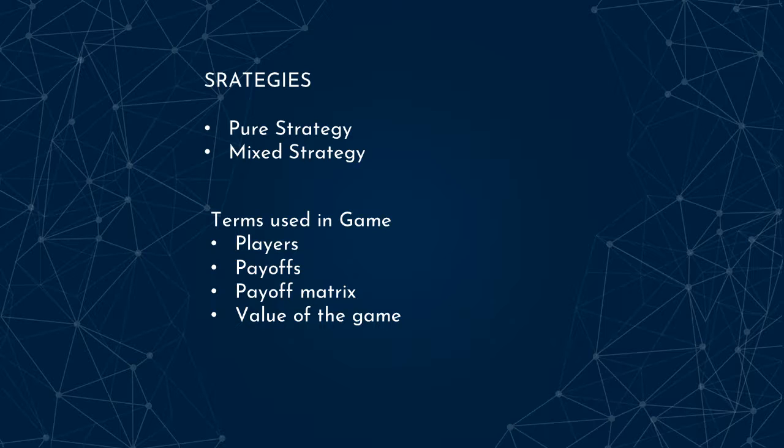Then payoff matrix. In a game, the gains and the losses resulting from different moves and counter moves, when represented in the form of a matrix, is known as a payoff matrix. Each element of a payoff matrix is the gain of the maximizing player when a particular course of action is chosen by him as against the course of action chosen by the opponent.